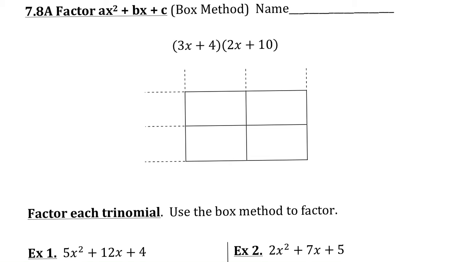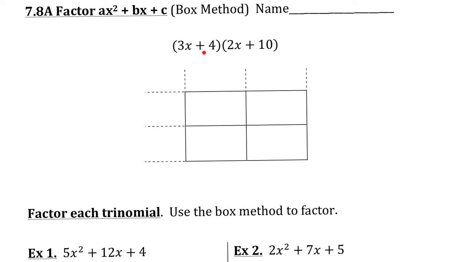In 7.8a, we're going to factor trinomials that are ax squared plus bx plus c, meaning there's a coefficient on the x squared. So for example, down here, it says 5x squared, whereas in the past, they've all just been x squared. We're going to use the box method to factor it, but before we do, I'm going to remind you how to multiply using the box method.